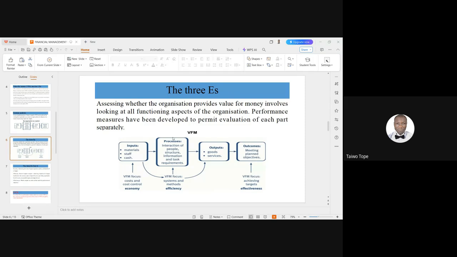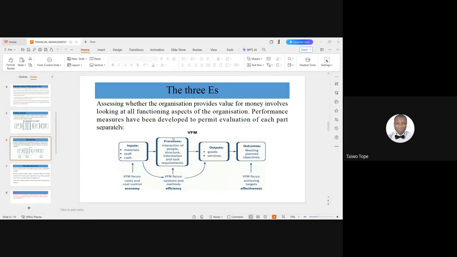So the 3 key principles of value for money are economy, efficiency, and effectiveness. So why do we have to consider the concept of value for money? I need somebody to talk now. Why does this matter? Somebody should talk. For cost control. All right, good. To avoid wastage. For proper management of resources that are donated or given as grants. All right, fine. To avoid wastage. Okay, good.